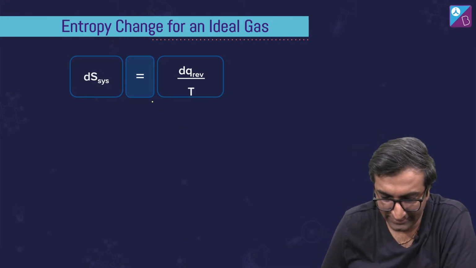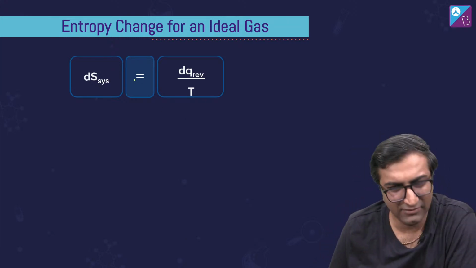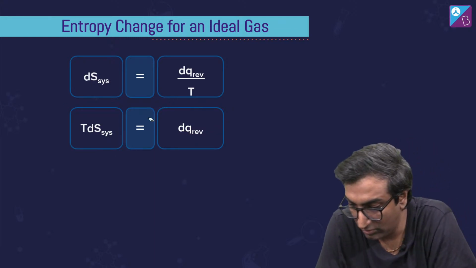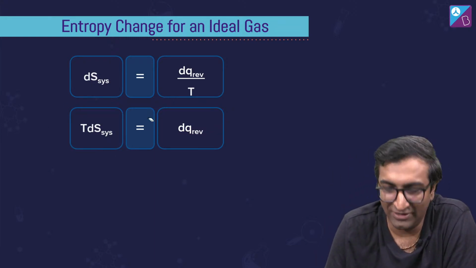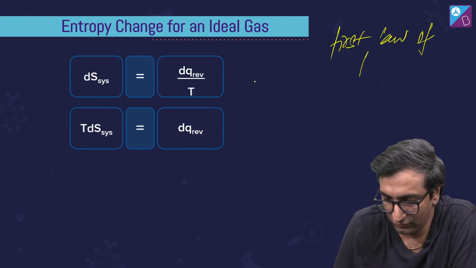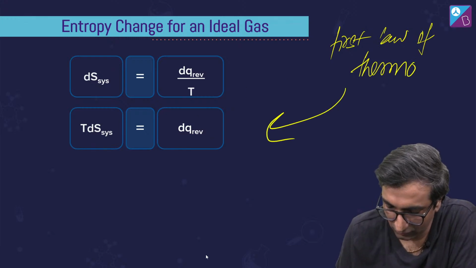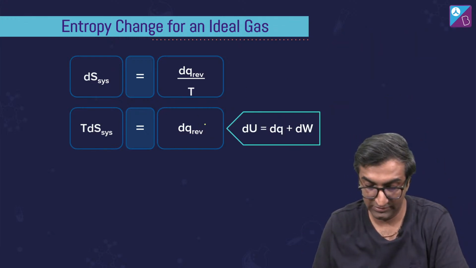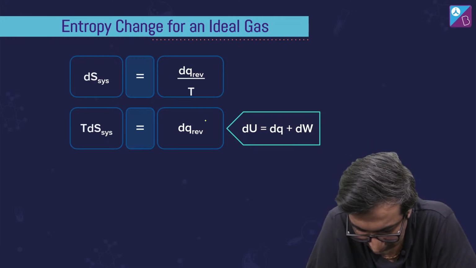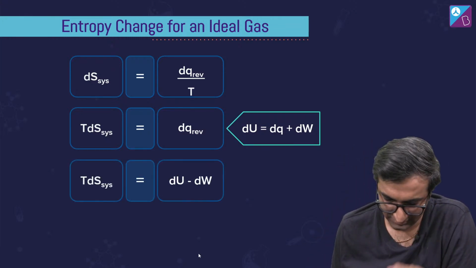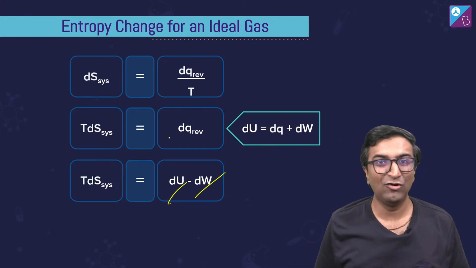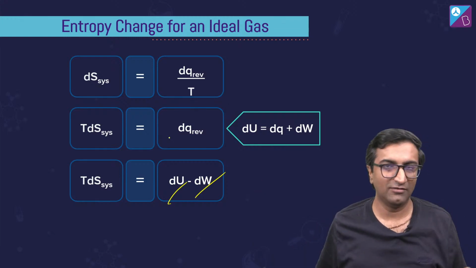So delta S system was defined as dq reversible by T. So I can just take it to the other side. T dS system is dq reversible. Okay, cool. Now this is where the fun begins. First law of thermo. I'm going to use that to substitute. What is the first law of thermo? dU is dq plus dw. Okay, we can say that. So T dS now is going to be equal to, substitute कर लो यार, डाल देते हैं. Because Q is a little bit difficult to calculate, but these are very calculable.